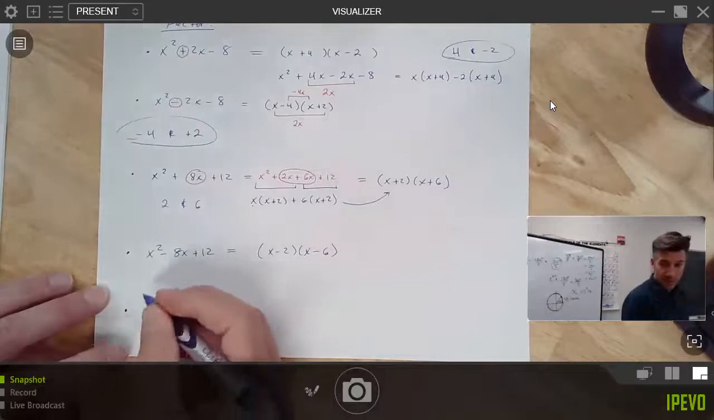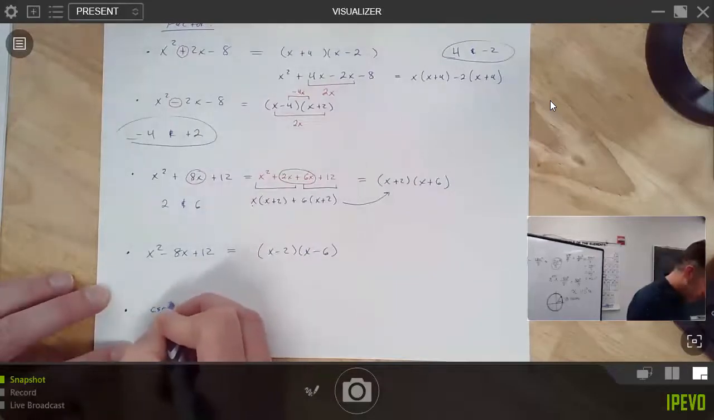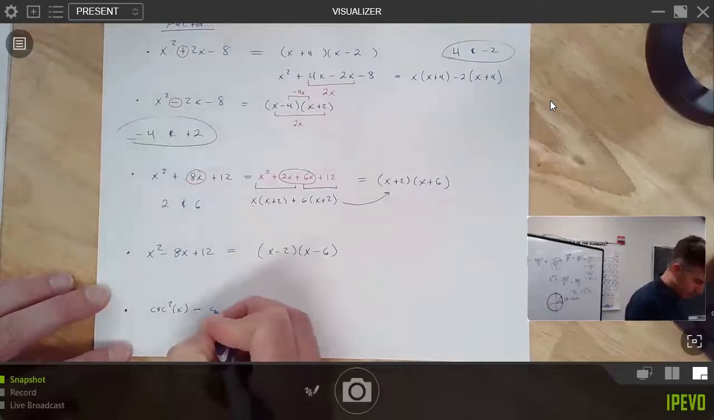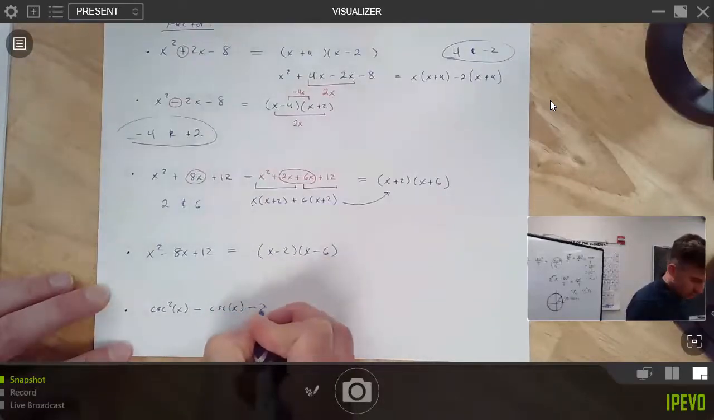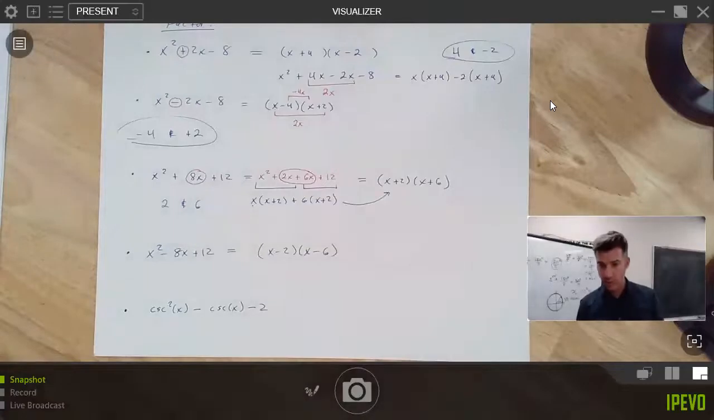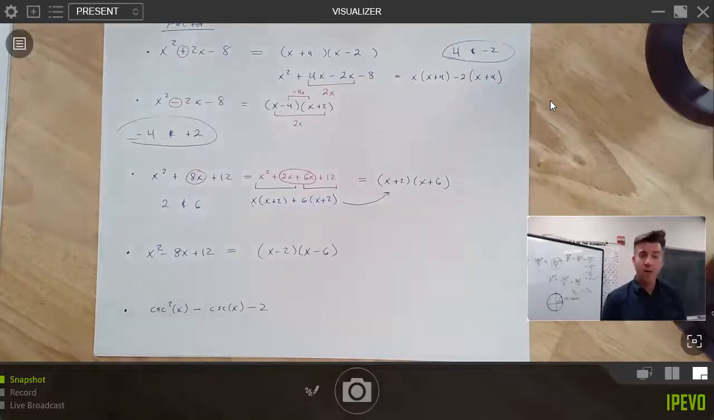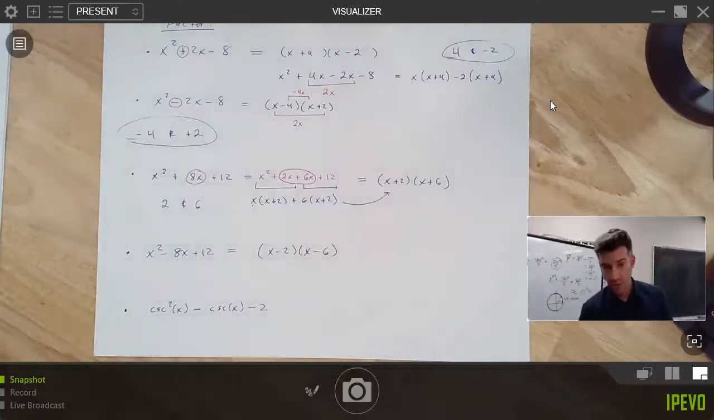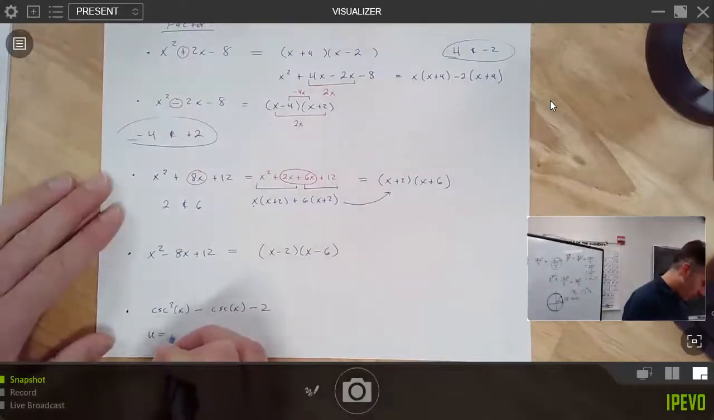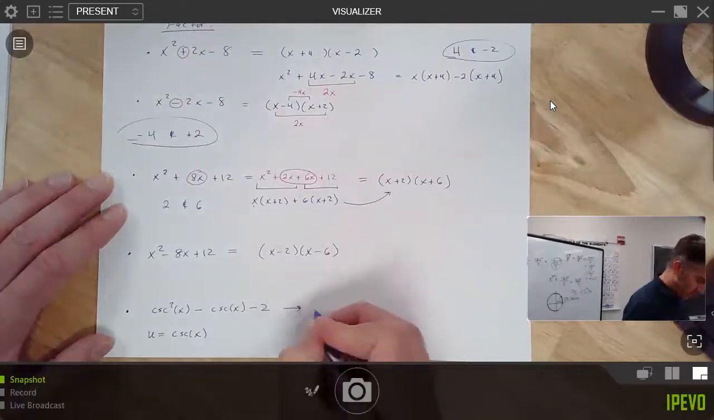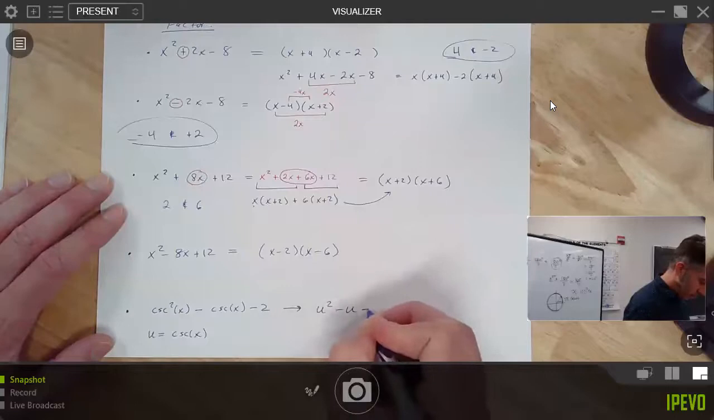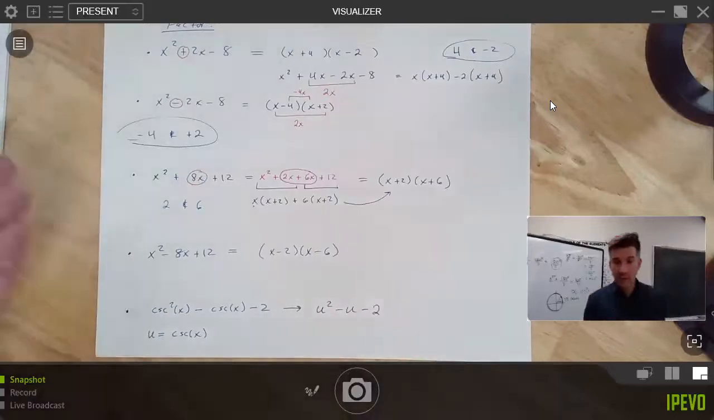So if I wanted to factor something like cosecant squared of x minus cosecant of x minus 2, someone asked me this question in the chat, how would you factor something like this? You can do it two different ways. One way is what's called a U substitution, where you replace the cosecant, or whatever the trig function is, with an easier variable to work with. So some people will say, I'm going to let U equal cosecant of x, and then I'm going to rewrite this as U squared minus U minus 2. And then it's the same process.